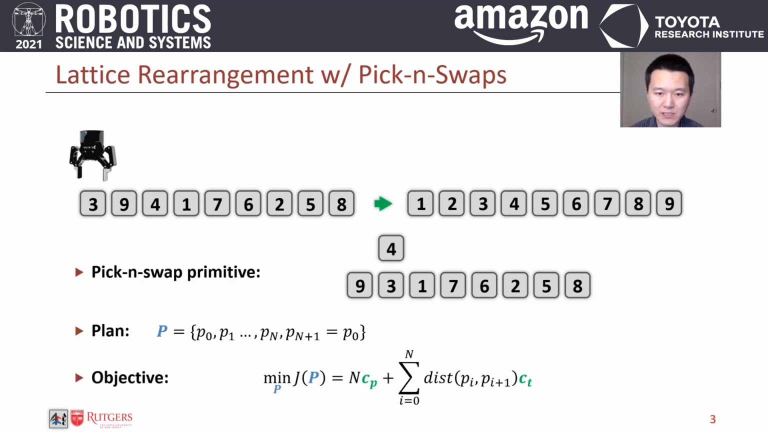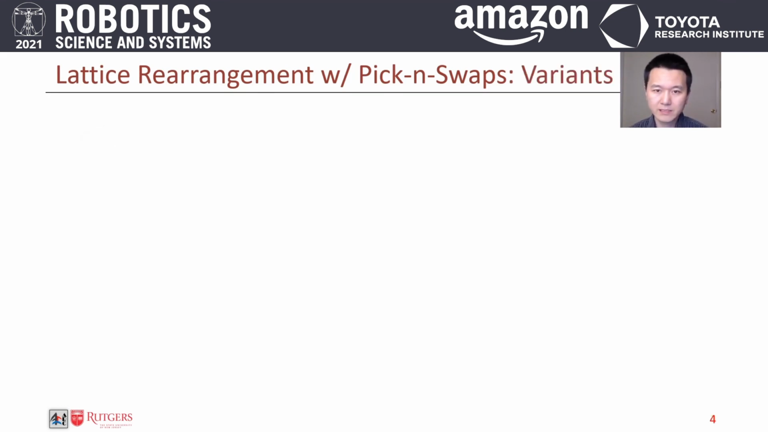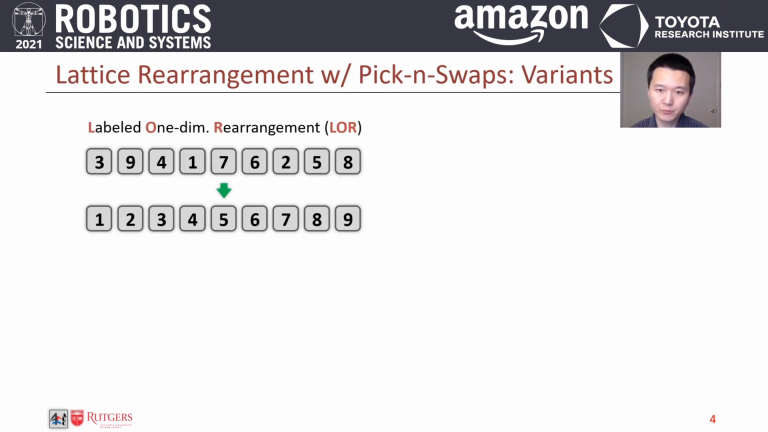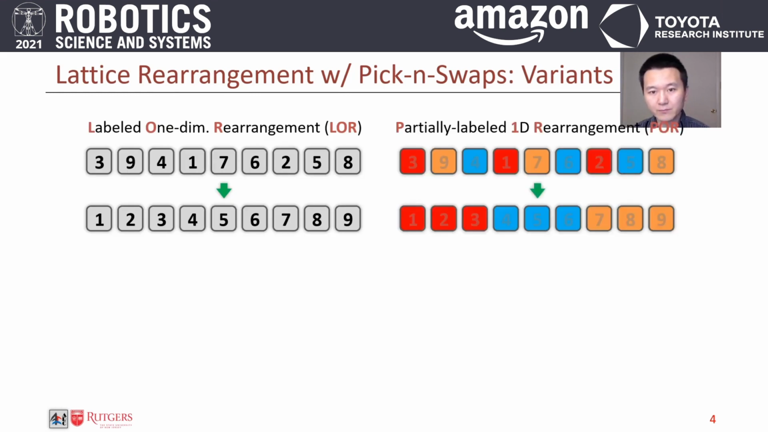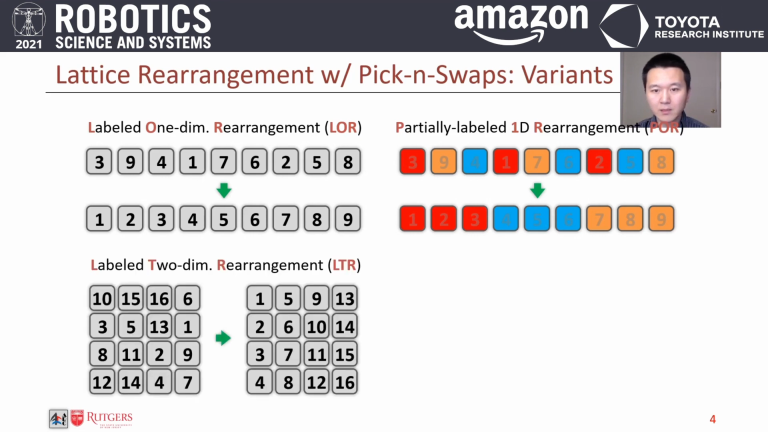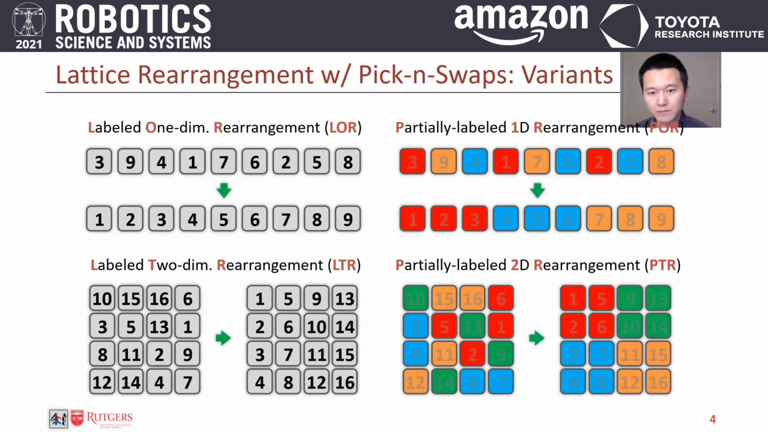We would like to seek a plan that minimizes the time it takes to solve a rearrangement problem, where each pick and swap has a cost Cp, and end-effector travel has a unit distance cost of Ct. The optimization is performed sequentially. Under the setup, we examine 4 settings in detail: labeled one-dimensional problem LOR, partially labeled one-dimensional problem POR, labeled two-dimensional problem LTR, and partially labeled two-dimensional problem PTR.